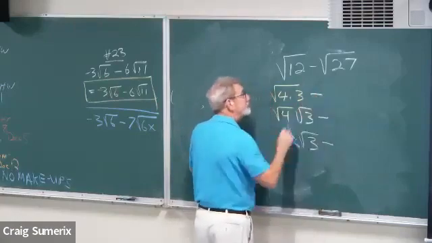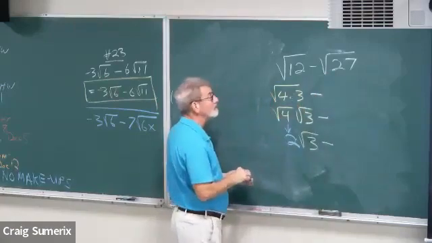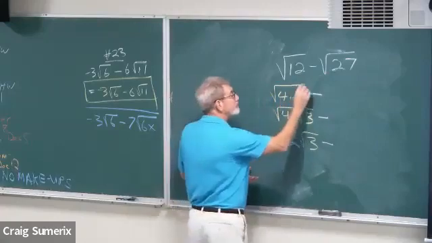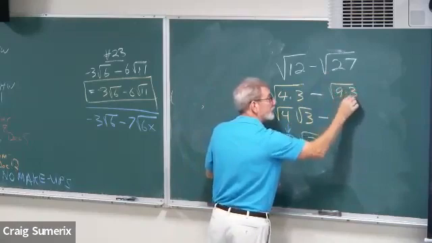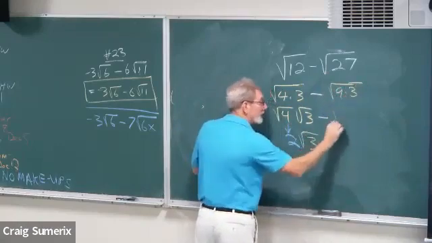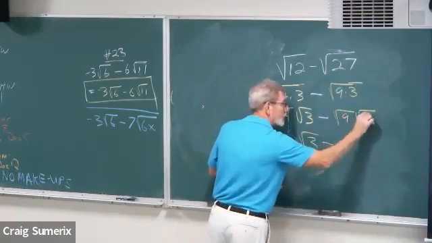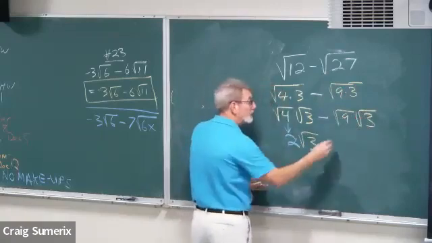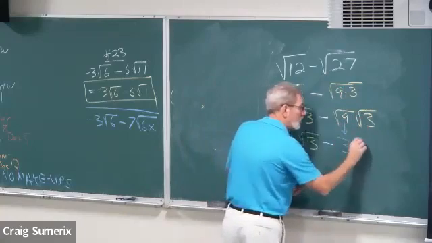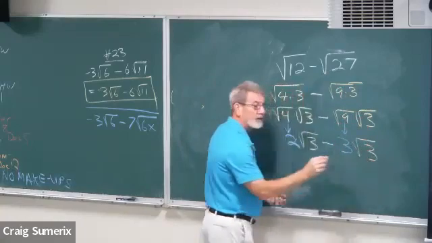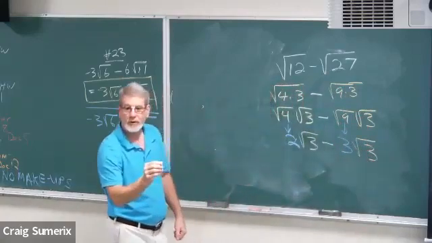Minus. Can you break down the square root of 27? What's that? 9 times 3 is 27, which would make it the square root of 9 times the square root of 3. Square root of 9 is 3. Oh, the insides were the same after all.